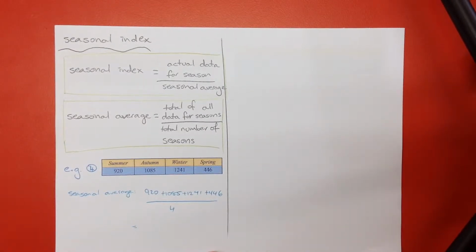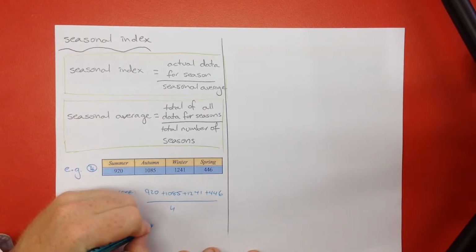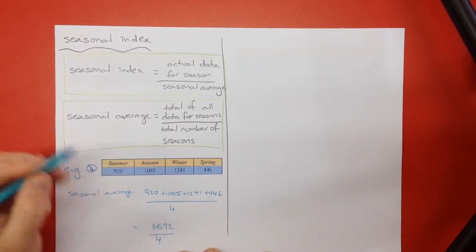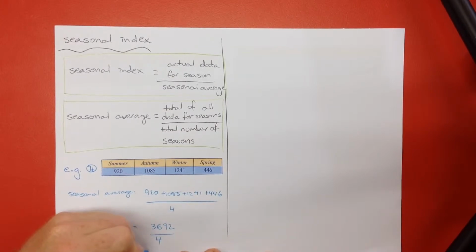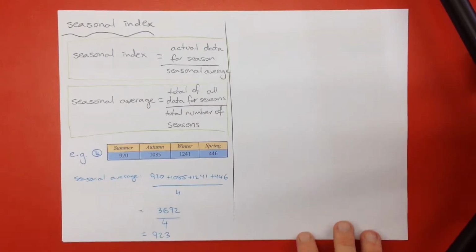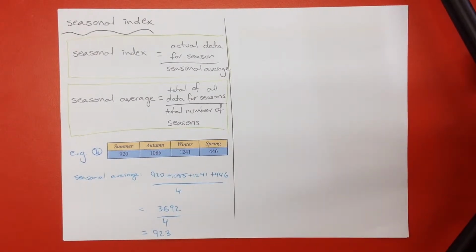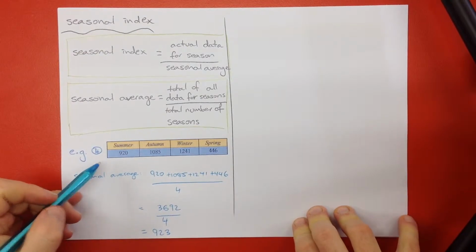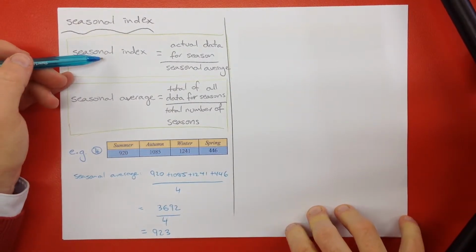And here's my answer that I prepared earlier. That was 3692 divided by 4. So my seasonal average is 923. I'll just check that was in frame for you. Not quite. There we go. 923. So the average of all these seasons is 923. That's going to help us find out our seasonal index.